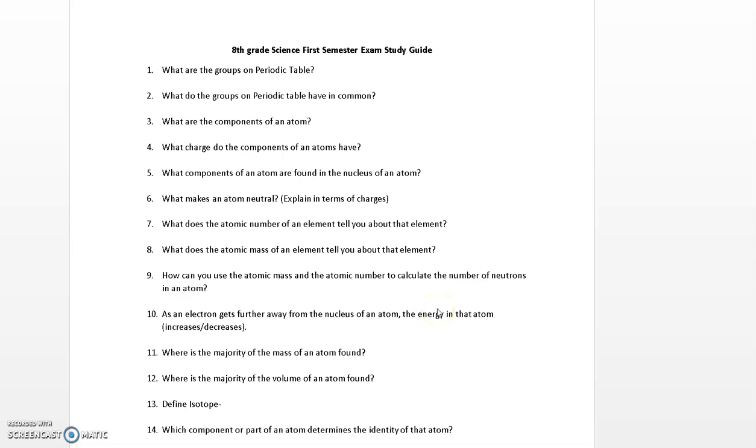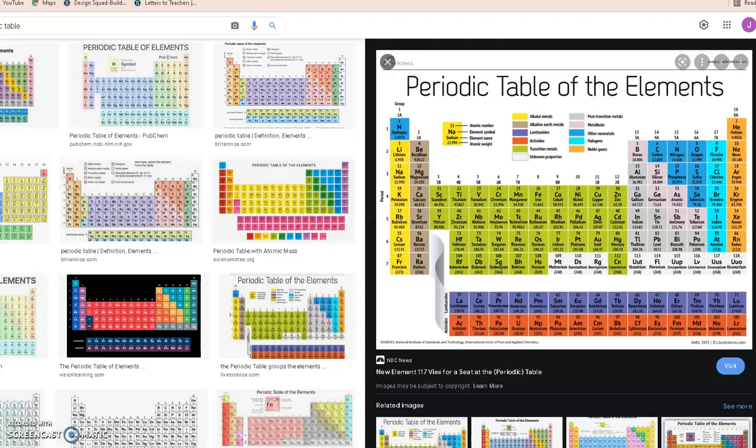Okay, so I'm going to do a quick overview of the answers on this 8th grade science first semester exam study guide. Number 1, what are the groups on the periodic table? The groups on the periodic table are these vertical columns as you go across on the periodic table.